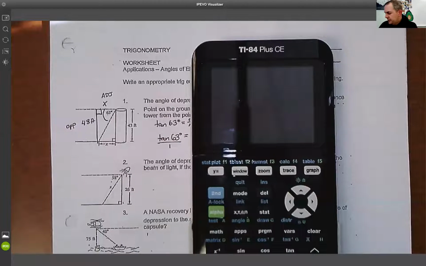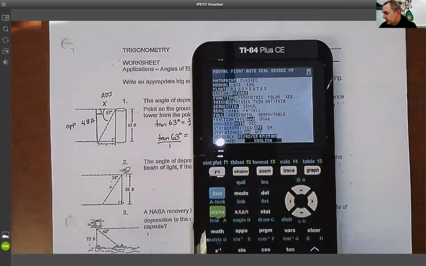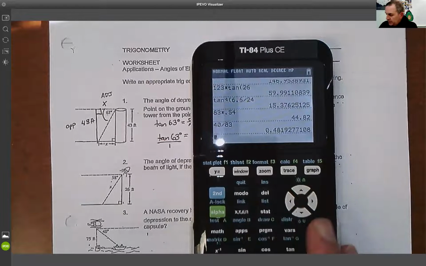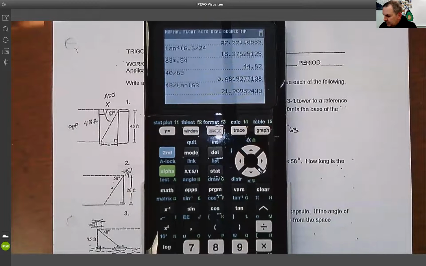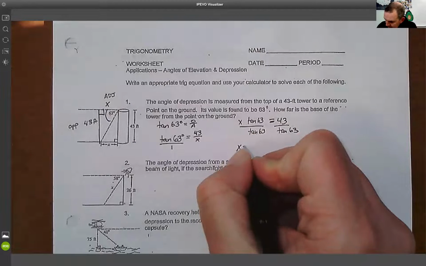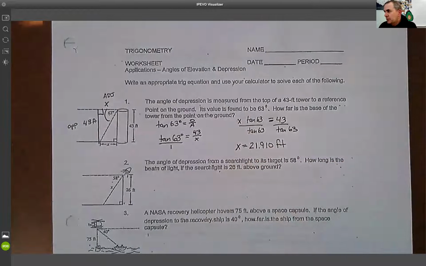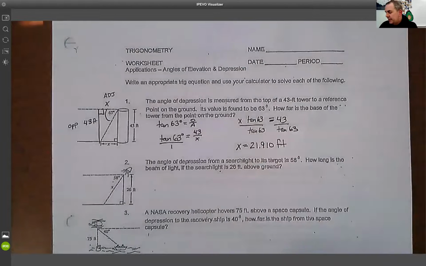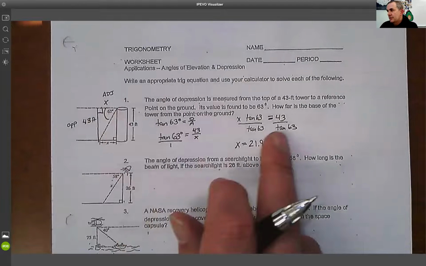When I use my calculator, the first thing I want to do is make sure in mode that I'm in degrees. So I do mode and make sure I'm in degrees. Now I go right to the calculator: 43 divided by tan of 63. I hit enter, and that's 21.910. That tells me that x, that distance there, is 21.910 feet. What I said is we typically go to 3 decimal points on sides and 1 decimal point on angles. So in this case, we have an example of looking at a figure, figuring out what they gave us, and solving for that missing piece.